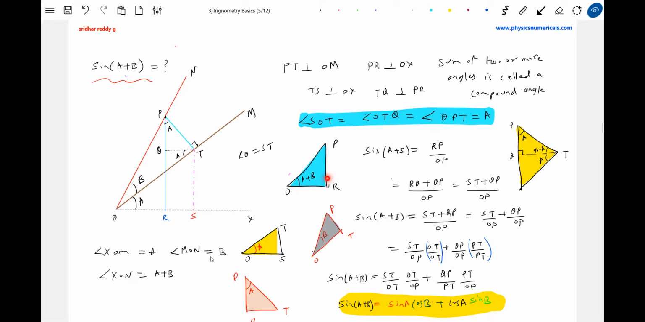What do you mean by compound angle? Sum of two or more angles is called a compound angle. Earlier, what we have seen, sine A we have defined. Now, sine of A plus B we are trying to define. So sine of A plus B, how much is it?